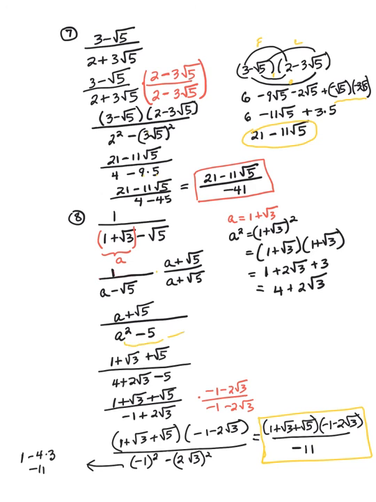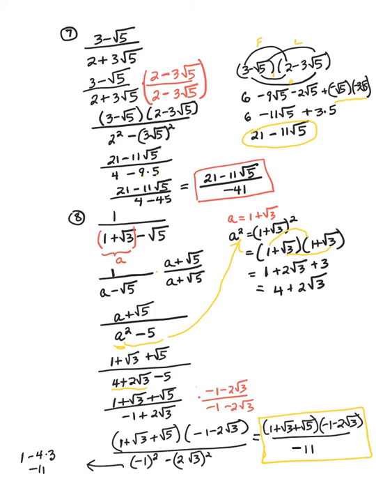And A squared I have here. This part's over here. We square the binomial and we FOIL. So the first gives us 1. The last gives us 3. And the inner and outer each give us root 3. So it's 2 root 3. And that simplifies to 4 plus 2 root 3. And we write that here for A squared minus 5. And we combine and we get negative 1 plus 2 times the square root of 3.